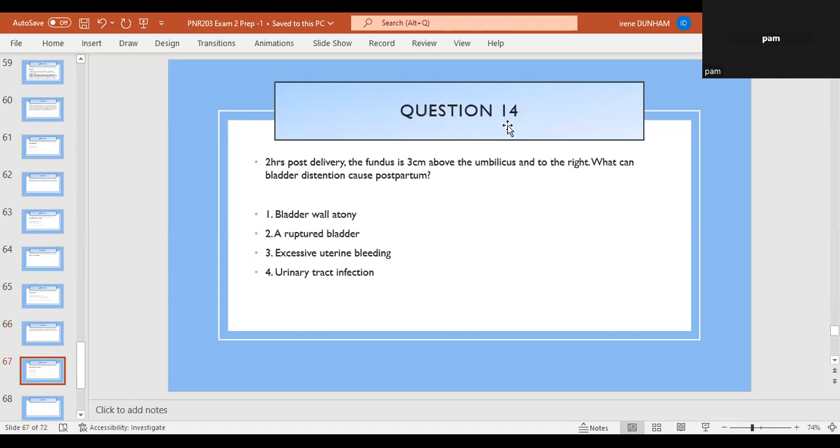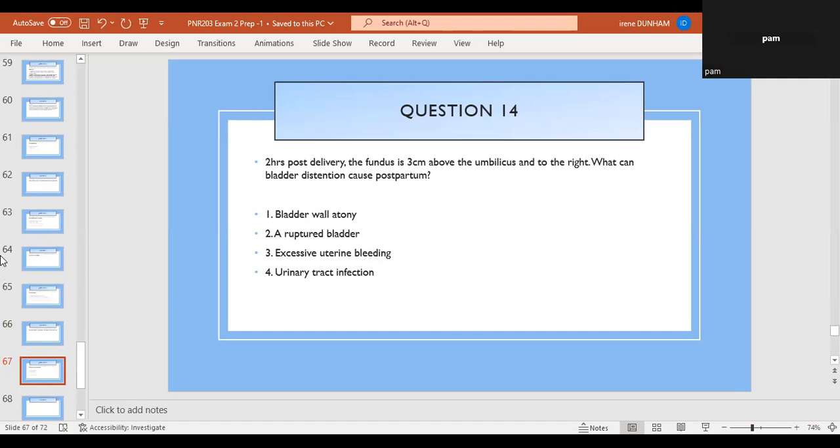How about we do another question? How about question 14? We've got a couple more and that's it. So 2 hours post-delivery. The fundus is 3 centimeters above the umbilicus and to the right. Oh. What can bladder distension cause postpartum? Oh, we know that one. Would it cause bladder wall flattening? No. A ruptured bladder? Excessive uterine bleeding? Urinary tract infection.